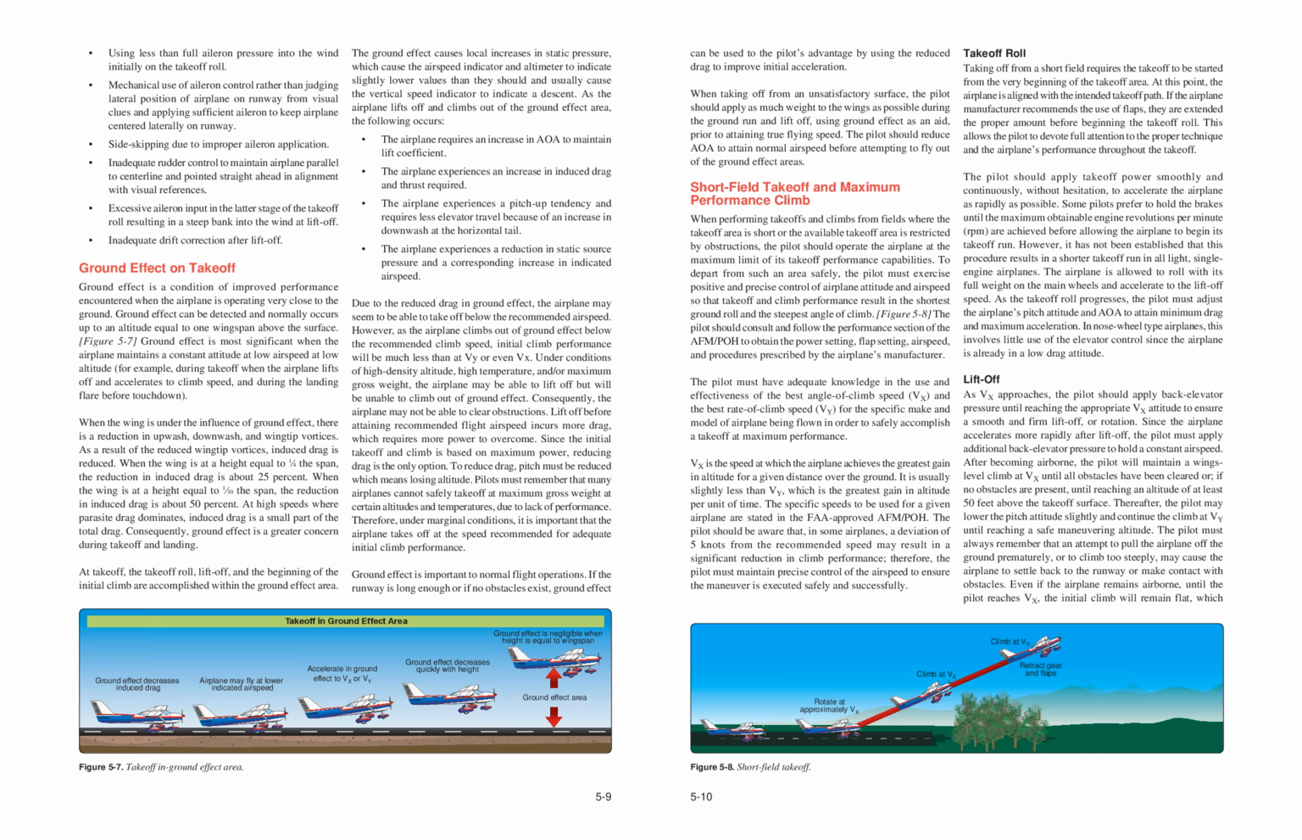Takeoff roll. Taking off from a short field requires the takeoff to be started from the very beginning of the takeoff area. At this point, the airplane is aligned with the intended takeoff path. If the airplane manufacturer recommends the use of flaps, they are extended the proper amount before beginning the takeoff roll. This allows the pilot to devote full attention to the proper technique and the airplane's performance throughout the takeoff. The pilot should apply takeoff power smoothly and continuously, without hesitation, to accelerate the airplane as rapidly as possible.